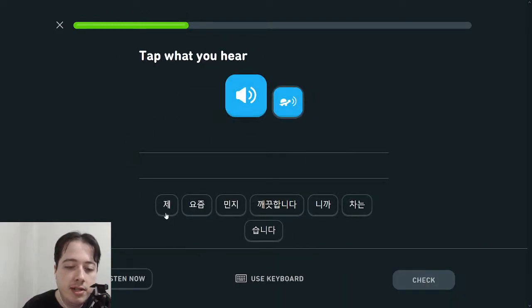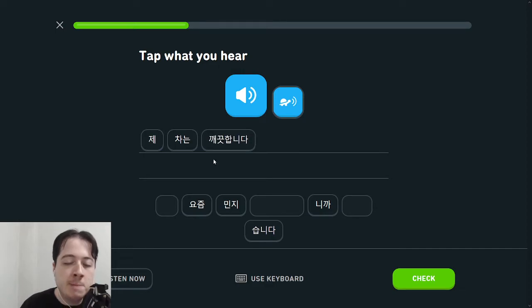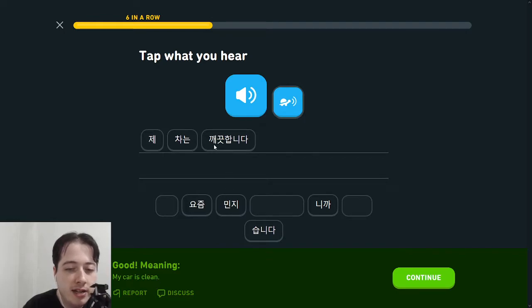제 차는 깨끗합니다. I forgot what 깨끗합니다 means, but I think it's, is it hot maybe? And what is 차? So usually when I look at this word, I read it as tea, but sometimes 차 is also a car, if I'm not mistaken. So my car is 깨끗합니다. Maybe it's hot or something. Let's see. Oh, it's clean. Okay. So 더럽습니다 is dirty, and then 깨끗합니다 is clean. And it's my car. It's not tea.